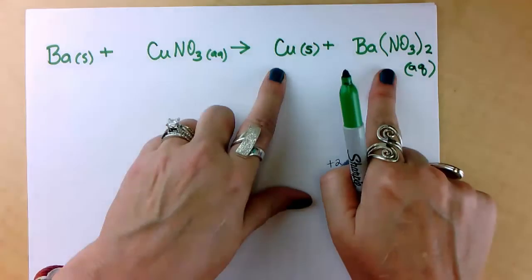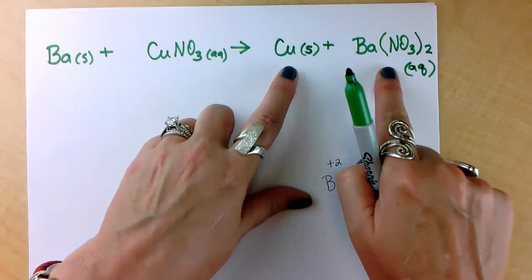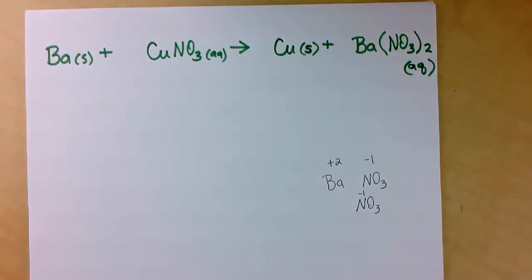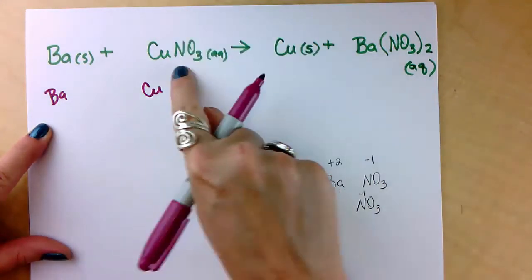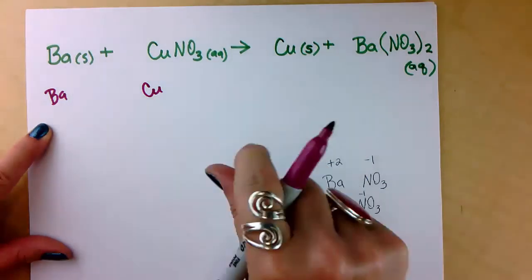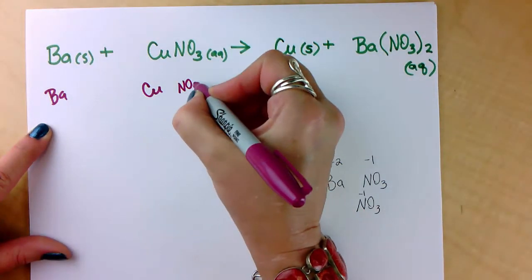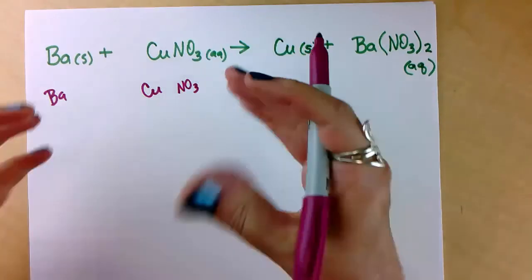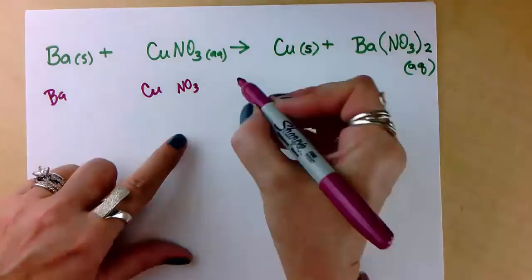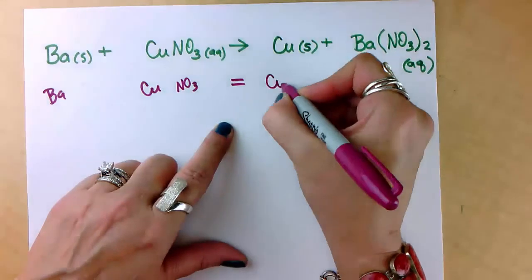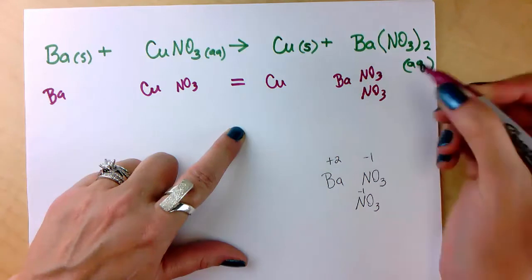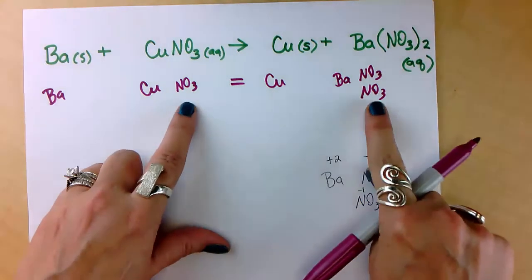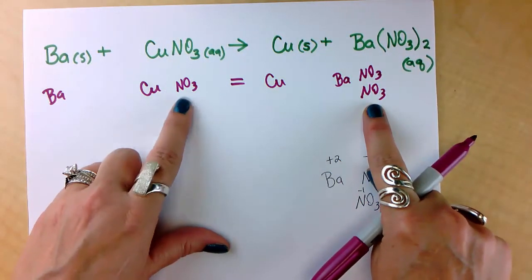We have our products. We base them on charges. We have our states. We are finally ready to balance. We have 1 barium, we have 1 copper, and because nitrate is on both sides, I'm not going to balance N's and O's. I'm going to balance nitrates as a group. So I'm going to count that NO3 together as a group. This has to equal 1 copper, 1 barium, and 2 nitrates. So nitrates are not balanced.